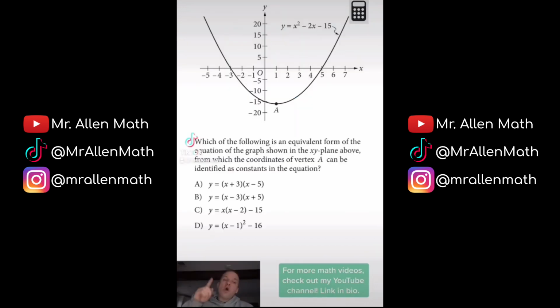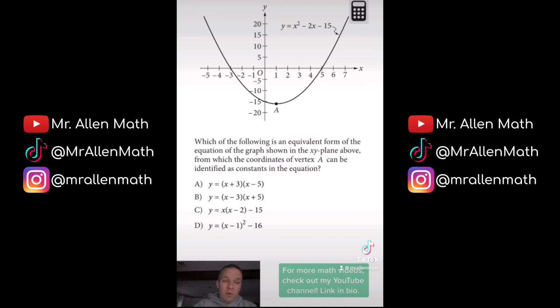Dunzo. Which of the following is an equivalent form of the equation of the graph shown in the xy plane above, from which the coordinates of vertex A can be identified as constants in the equation? Holy guacamole, that's a whole lot there. First off, constants, those are just numbers. 1, 2, 7, -8. Those are constants, they're just numbers. They do not have a variable attached to them.